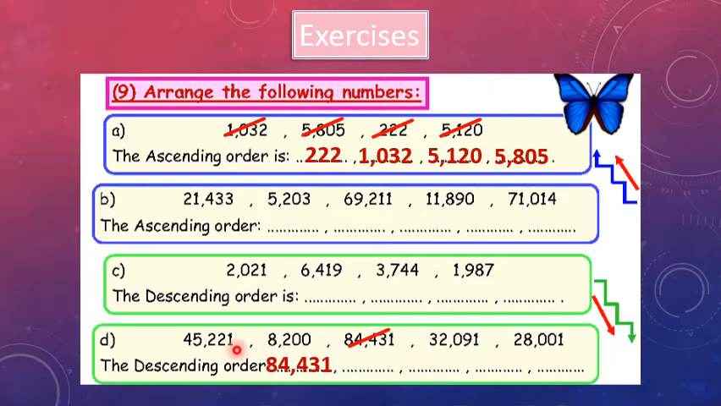Here we have the next one, it will be 45,221. Next one here, 32,091. Next one here, it will be 28,001. And the last one here, which has the least number of digits, it will be 8,200. Good job.